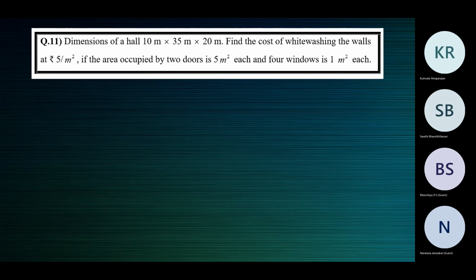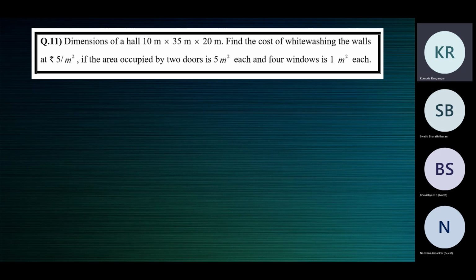Yeah. So dimensions of a hall given to you. So it's a cuboidal hall. You can see the length, the breadth, and the height of the hall given to you. You should find the cost of whitewashing the walls. Only the walls, okay, not the ceiling. So find the cost of whitewashing the walls at ₹5 per meter square. If the area occupied by two doors is 5 meter square each and 4 windows is 1 meter square each.